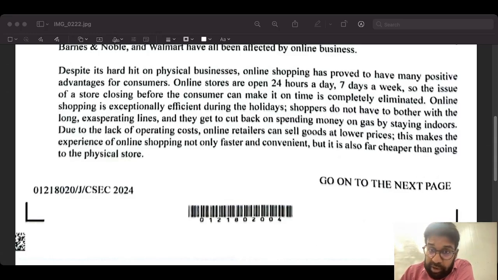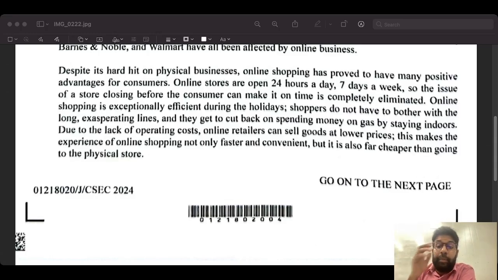Online stores are open 24 hours a day, 7 days a week, so the issue of a store closing before the consumer can make it on time is completely eliminated. Online shopping is exceptionally efficient during the holidays. Shoppers do not have to bother with the long, exasperating lines, and they get to cut back on spending money on gas by staying indoors.